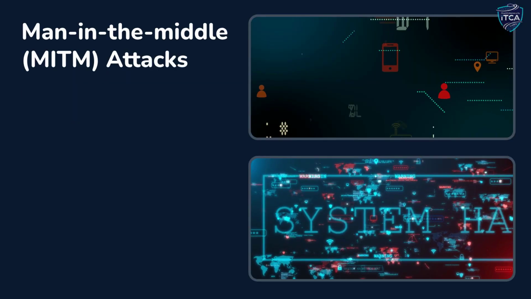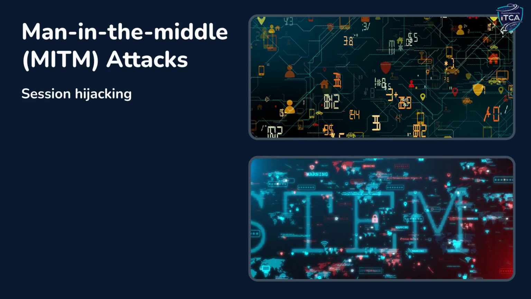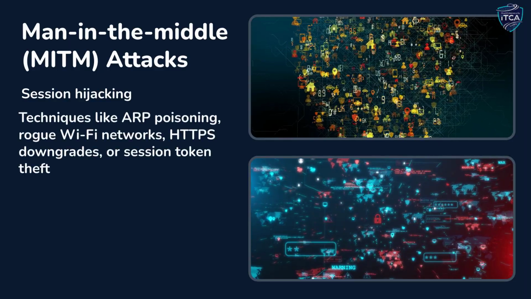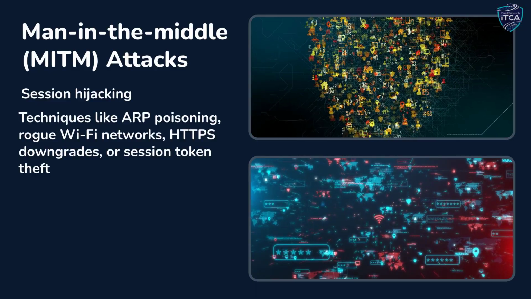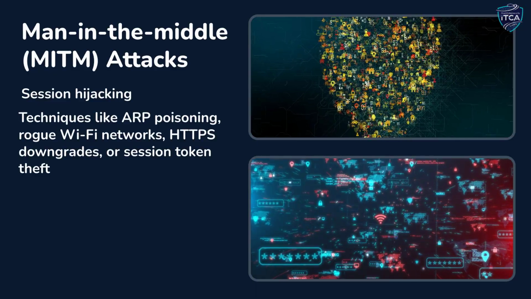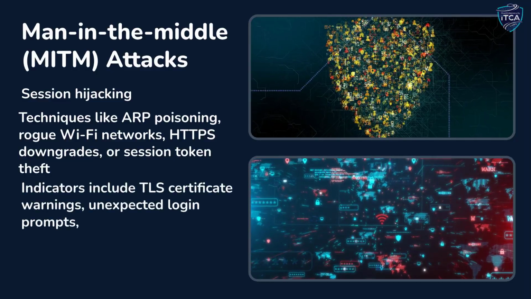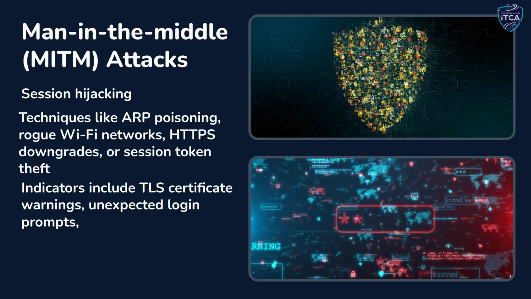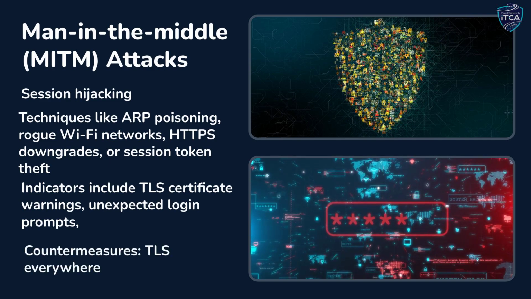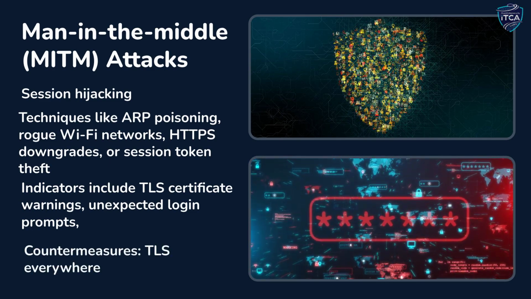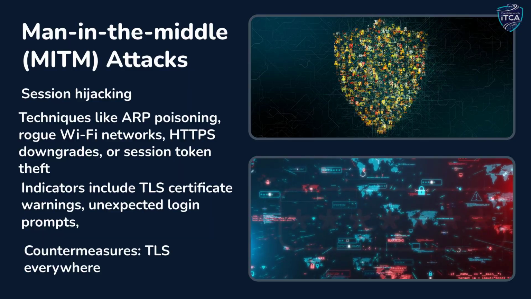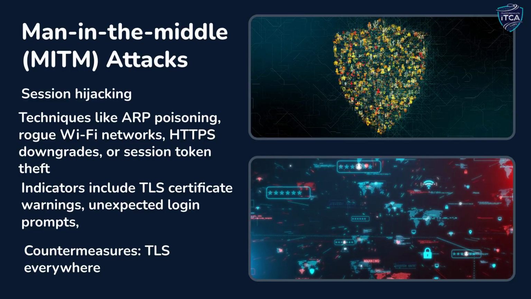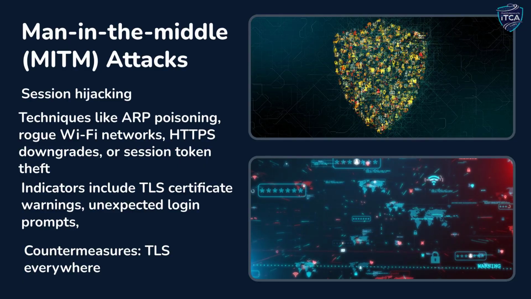Man-in-the-middle attacks, including session hijacking, involve intercepting or tampering with communications between parties. Attackers might use techniques like ARP poisoning, rogue Wi-Fi networks, HTTPS downgrades, or session token theft. Indicators include TLS certificate warnings, unexpected login prompts, abnormal latency, duplicated MAC addresses, or unusual proxying. Countermeasures involve enforcing TLS everywhere, certificate pinning for critical applications, strong network segmentation, VPN usage policies, monitoring for ARP anomalies, and secure session management practices such as short session lifetimes and token revocation.